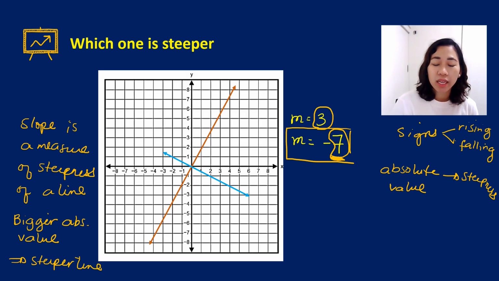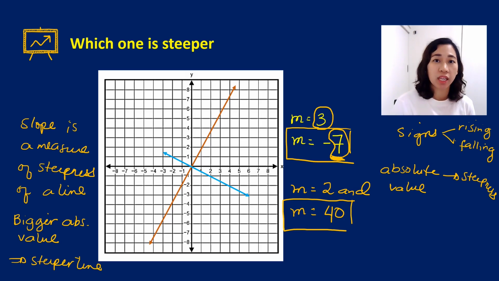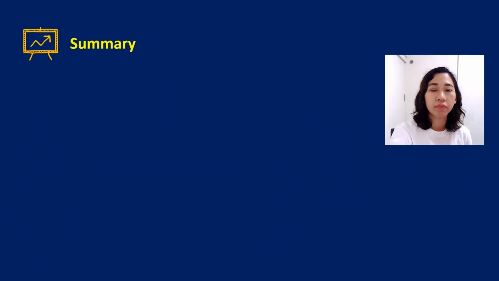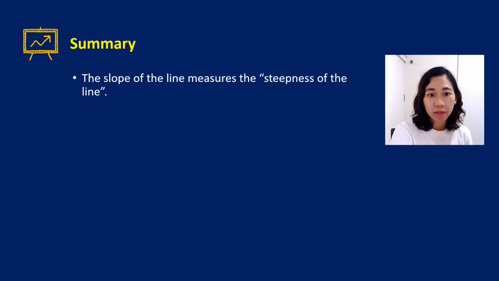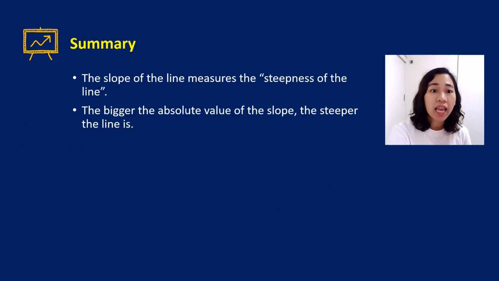Understand? Another example. Suppose I have a line with slope equal to 2 and slope equal to 40. Which one is steeper? The bigger absolute value, which is 40. Understand? Now let me just summarize what we did. So the slope of the line measures the steepness of your line, and the bigger the absolute value of the slope, the steeper the line is.